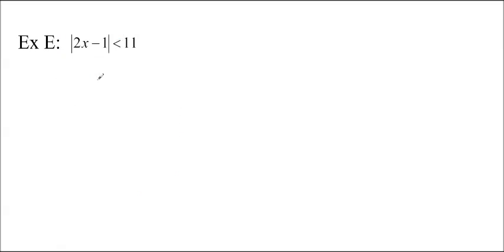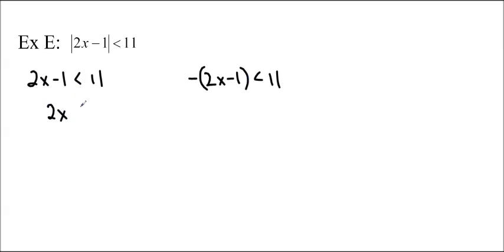Now this one's a little bit more difficult because I do have the absolute value. If you remember, when you have absolute value, you actually have to split it up into 2 sections. So I'm going to do the positive version, 2x minus 1 is less than 11, and I'm going to do the negative version, so negative 2x minus 1 is less than 11. And then you can just solve it like you would before. So 2x is less than 12, so x is less than 6.